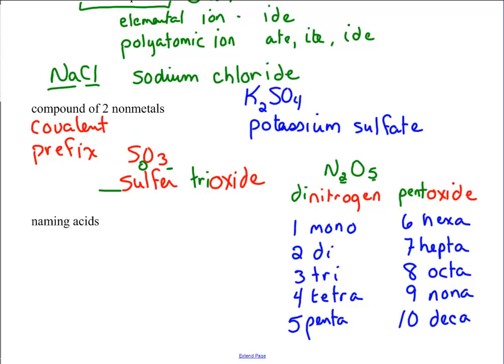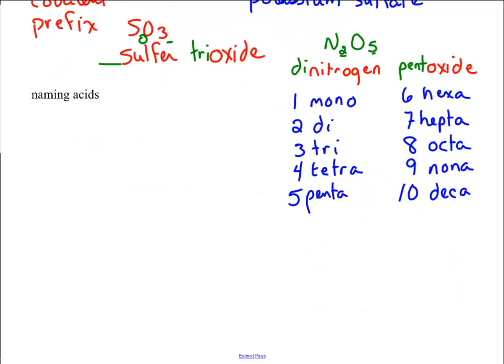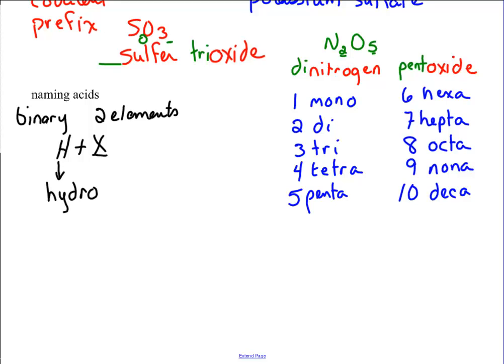compound. If I'm naming an acid, there are two different ways that I can do this. If I'm dealing with a binary acid, I have two elements, hydrogen plus some nonmetal. When I name a binary acid, the hydrogen becomes hydro, the nonmetal becomes whatever the element stem is, ended in IC, and then the second word is acid.